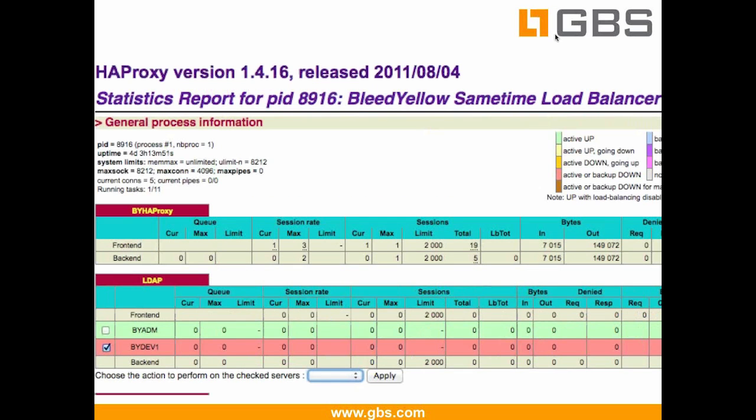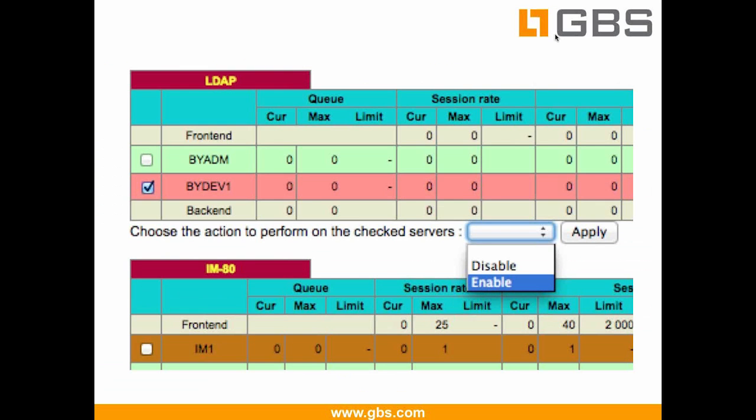You can see on the top right here the different status indicators. Servers are active up, or they're down. The brown is active or backup is down for maintenance. That's one where we had actually clicked to disable it. For instance, on this one, the IM port 80, the IM1 server down there is the administrators. We've set that to be disabled for the time being so we could do some maintenance.